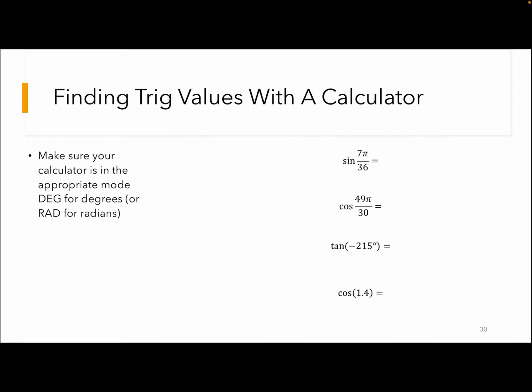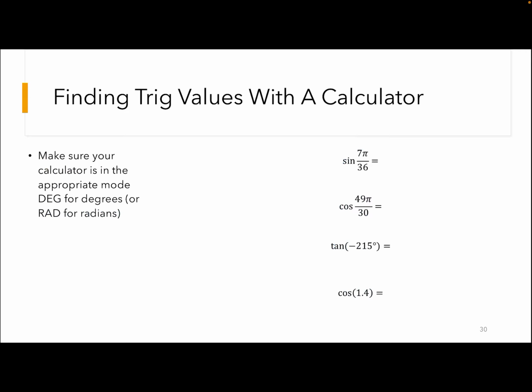All right. Now finding trig values with the calculator is exactly what you think. You will just need a calculator to do this. Make sure your calculator is in the appropriate mode: radians if you don't see a degree symbol, degrees if you do see a degree symbol. For the first one, first put your calculator into radian mode. We'll talk about how to do that in class.